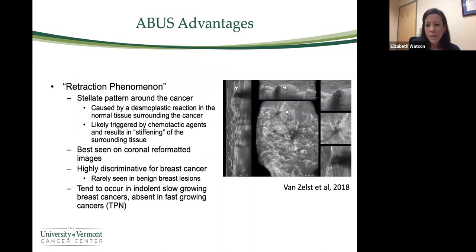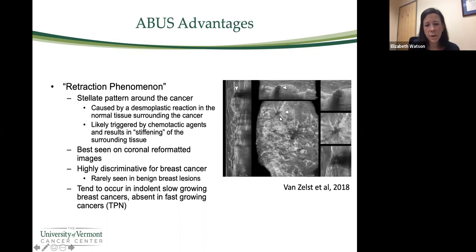And another one of the attributes of ABUS, or automated breast ultrasound, is something called the retraction phenomenon. When we look at the coronal, or the 3D image, as you can see here, right in the middle of my screen, what this is showing me is the retraction phenomenon, where you tend to see a stellate pattern around a cancer. You can see the white arrow pointing to that here. And you can see it's a star shape, a dark star.